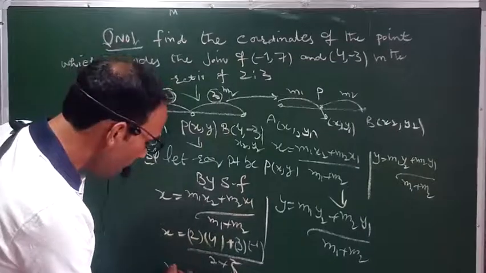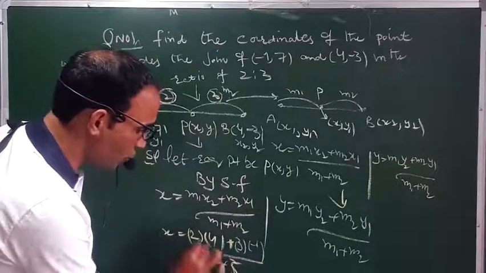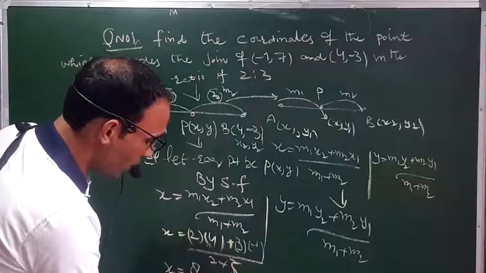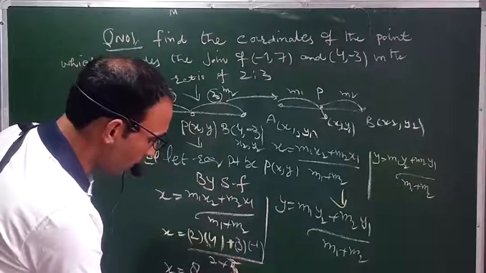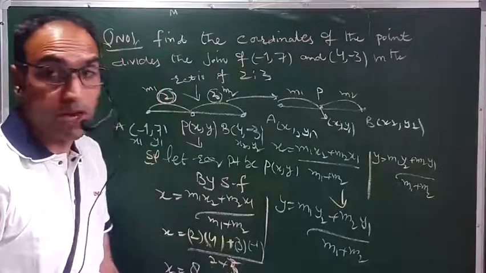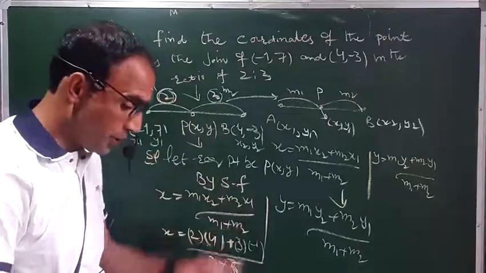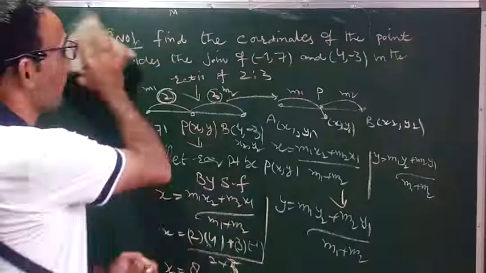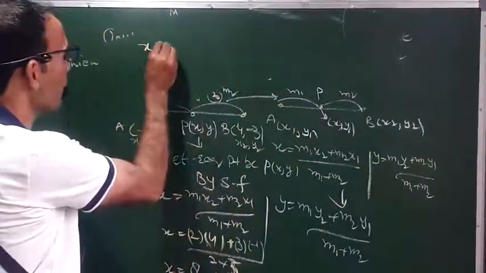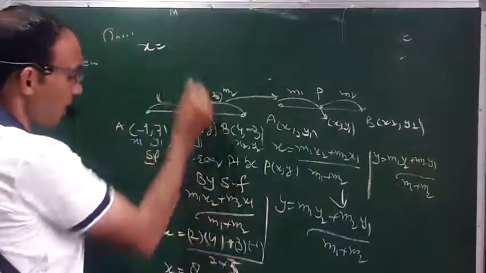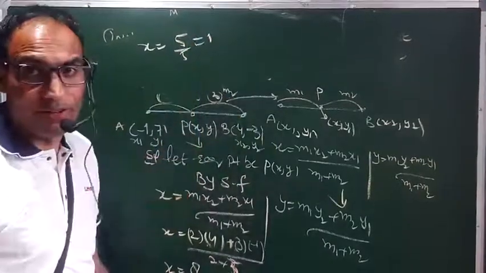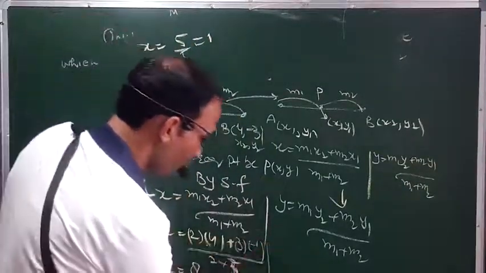It becomes 4 into 2, that is 8, minus 3 upon 5. No beta, it's 2 plus 3, it is 5. And what we get, 5 upon 5. हाँ बेटा, यहां क्या करना है, यानी x कोऑर्डिनेट जो इसका है it becomes 8 minus 3, that is 5 upon 5, and it becomes 1. Now we'll determine the y coordinate of the point of division.